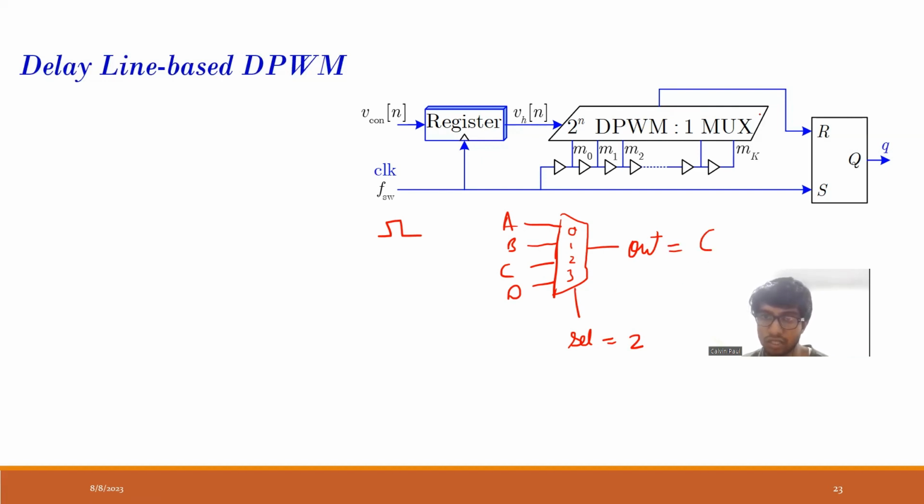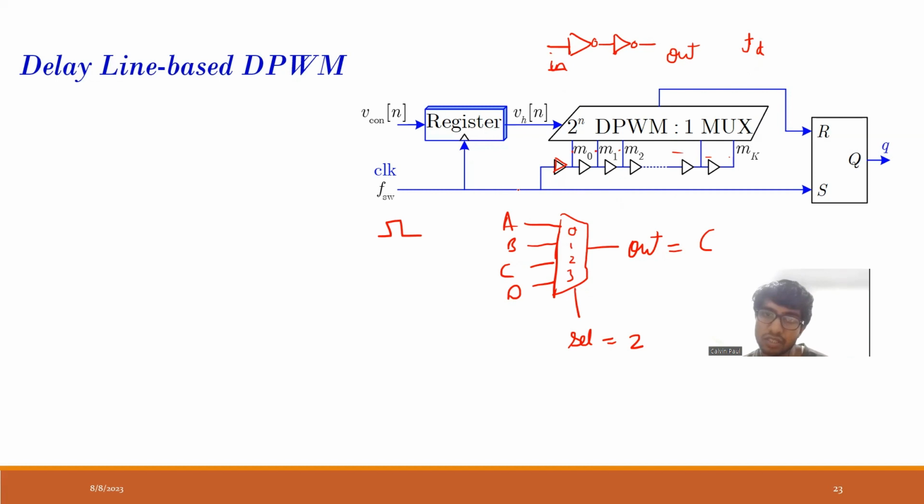So this is the 2 raised to n DPWM mux. There are 2 raised to n inputs: M0, M1, M2, up to MK. And these are buffers. What is a buffer? It is basically 2 NOT gates, and they will have a delay. This is my input signal and this is my output signal. There will be some finite delay in the output signal.